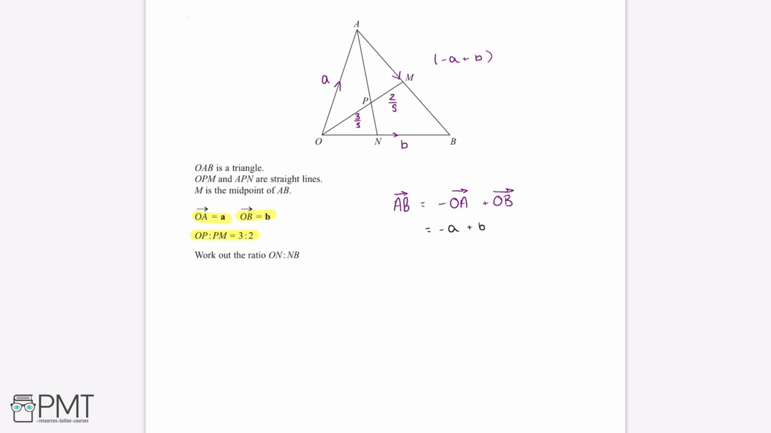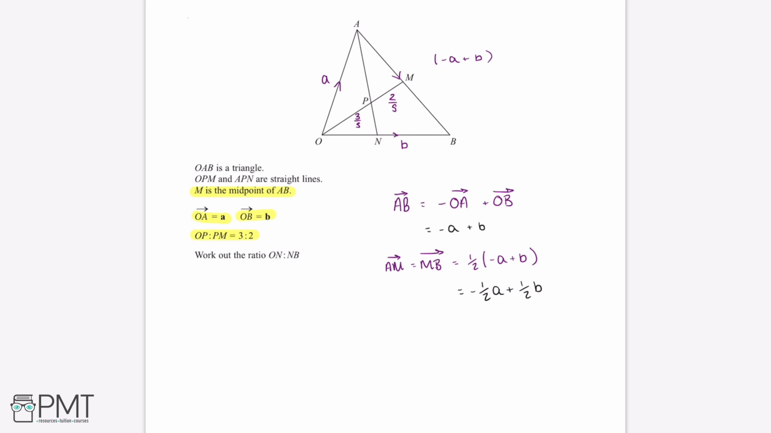Now in this question we've been told that M is the midpoint of AB. What this means is that AM is equal to MB, and both of these will be equal to a half multiplied by negative a plus b, which is equal to negative a half a plus a half b.